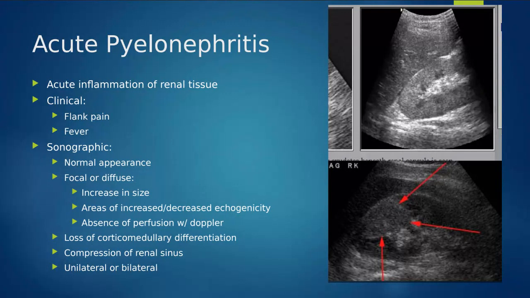Clinically, they're going to have flank pain and fever. On ultrasound, depending on how long they've had this for, if it's brand new, early in the diagnosis, it could have normal kidney appearance. And then sometimes we can see, in either a focal portion of the kidney or in the entire kidney itself, an increase in size. We could see areas of increased or decreased echogenicity. And we're going to see absence of blood flow or perfusion when we put on our color Doppler.